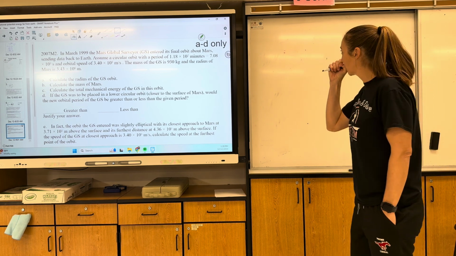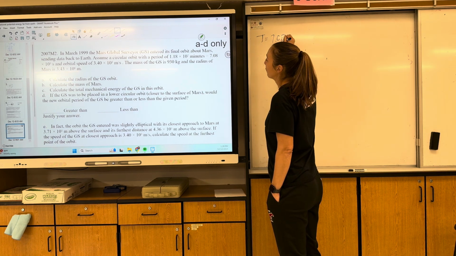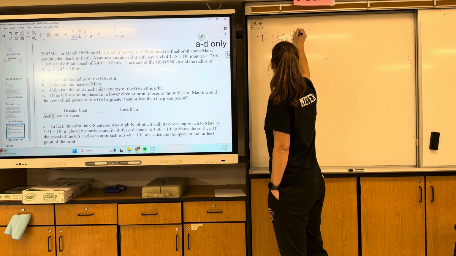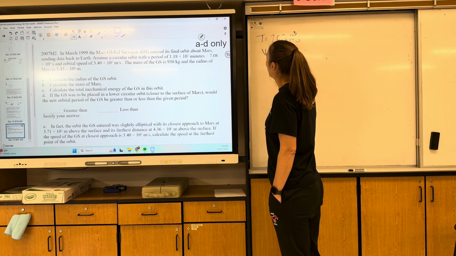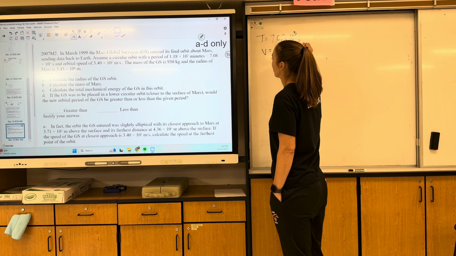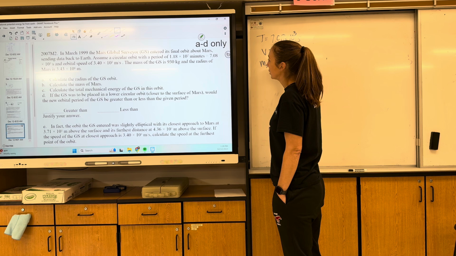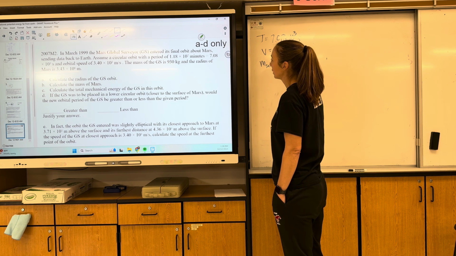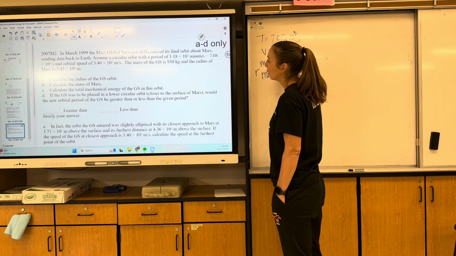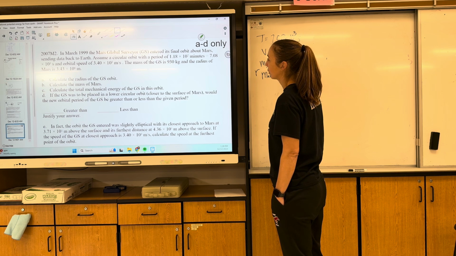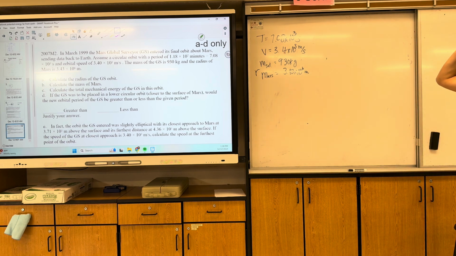Assume a circular orbit with a period of, it gives it in minutes, you don't need it in minutes, 7.08 times 10 to the third seconds, and an orbital speed of 3.4 times 10 to the third meters per second. And it gives you the mass of the satellite, which is 930 kilograms, and it gives you the radius of Mars, which is 3.43 times 10 to the 6th meters. So the first one says calculate the radius of the orbit.